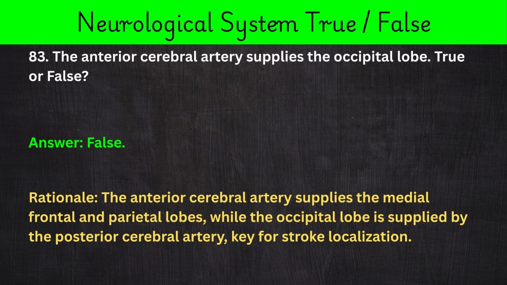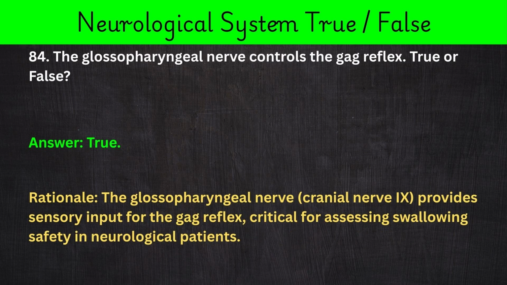Rationale: the anterior cerebral artery supplies the medial frontal and parietal lobes, while the occipital lobe is supplied by the posterior cerebral artery, key for stroke localization. 84. The glossopharyngeal nerve controls the gag reflex. True or false? Answer: true.